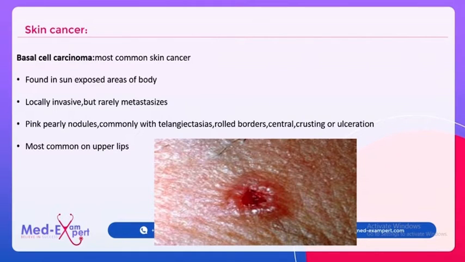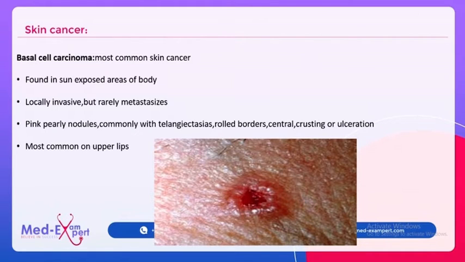So the basal cell carcinoma is the most common skin cancer, and it is most commonly found in the sun exposed areas of the body. It is locally invasive, but it does not metastasize to different areas.